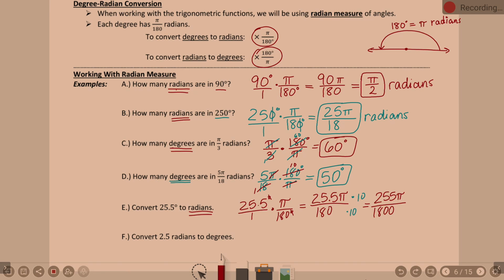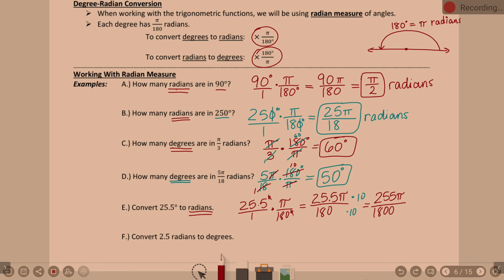1800? Is that your answer? No. I don't like that. I don't like that answer either. It would not be where I'd leave my final answer. And here's the deal. Ignoring the pi, 255 and 1800 end in 5 and 0. If numbers end in 5 and 0, I know I can at least divide by 5.